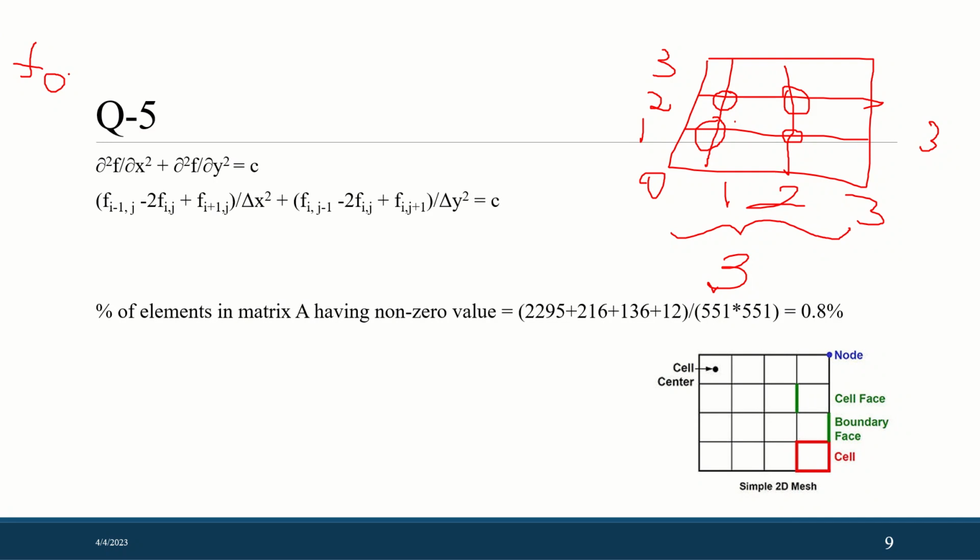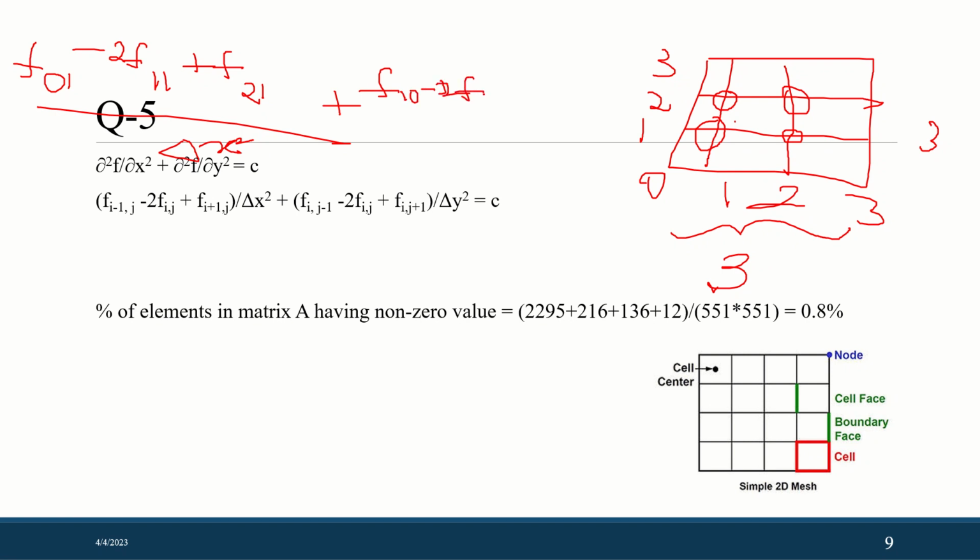is f(0,1), minus 2f(1,1) plus f(i plus 1), it is f(2,1), divided by delta x square, plus f(1,0) minus 2f(1,1) plus f(1,2) divided by delta y square equal to some constant. So this is for f(1,1).